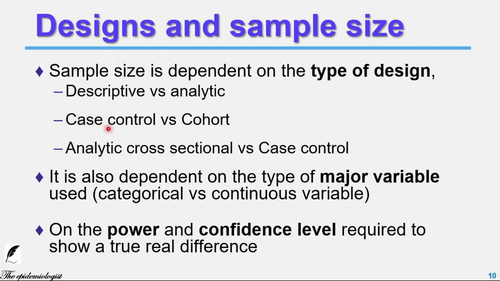Similarly, case control and cohort are different in the procedure of data collection. Case control starts with the outcome, and cohorts usually start by exposure status. Furthermore, cross-sectional designs start by collecting exposure and outcome simultaneously, with more interest in knowing the outcome. It also depends on the type of major variable used, categorical versus continuous variable. The other issue is based on the power and confidence level required to show a true real difference.